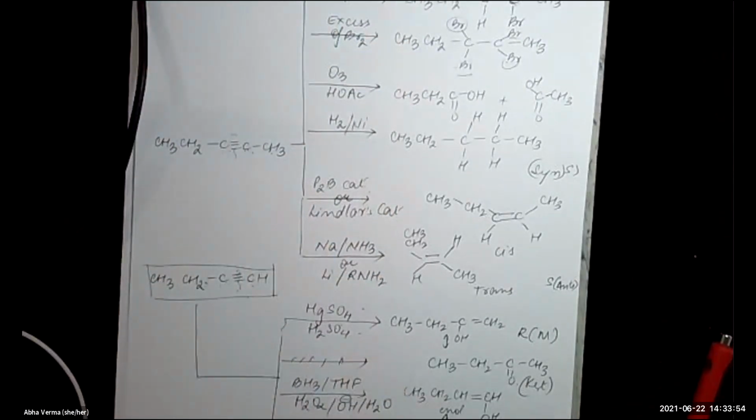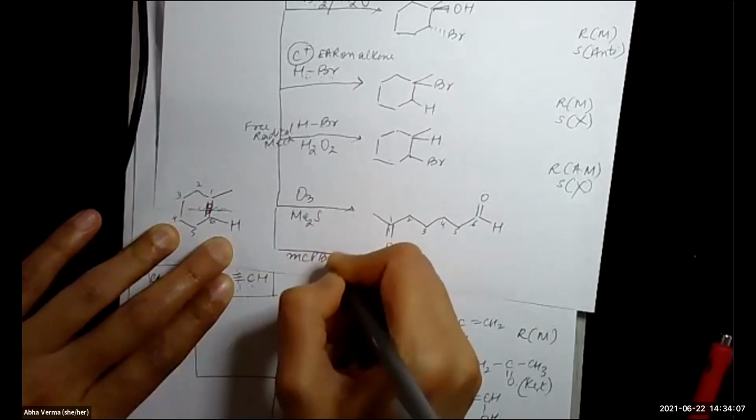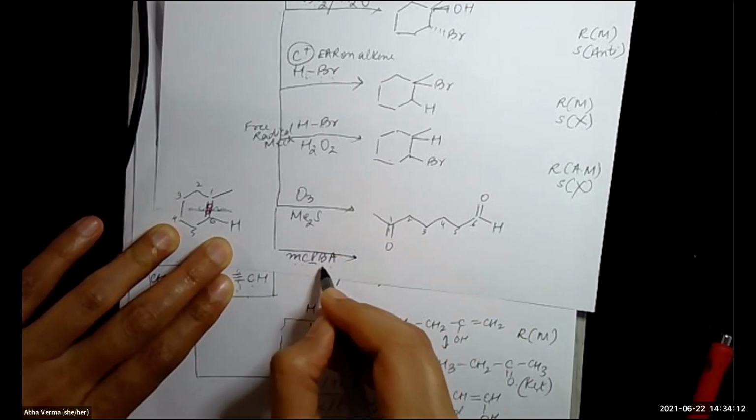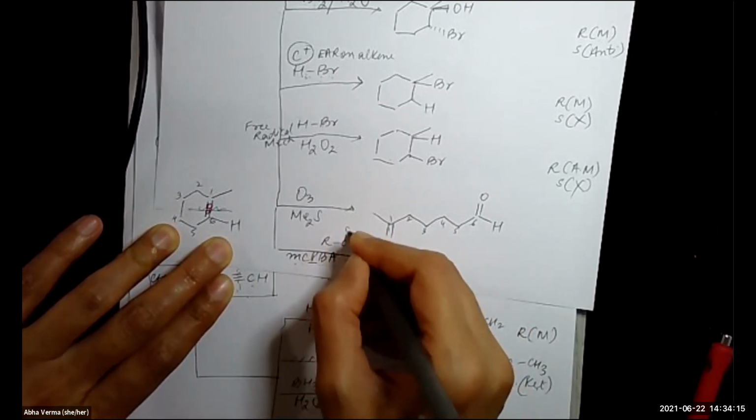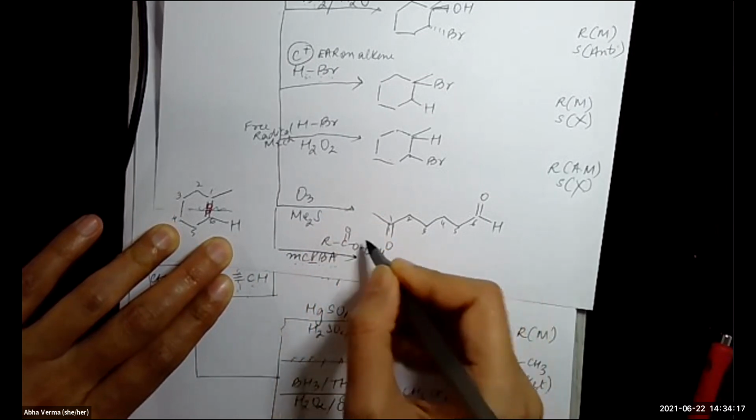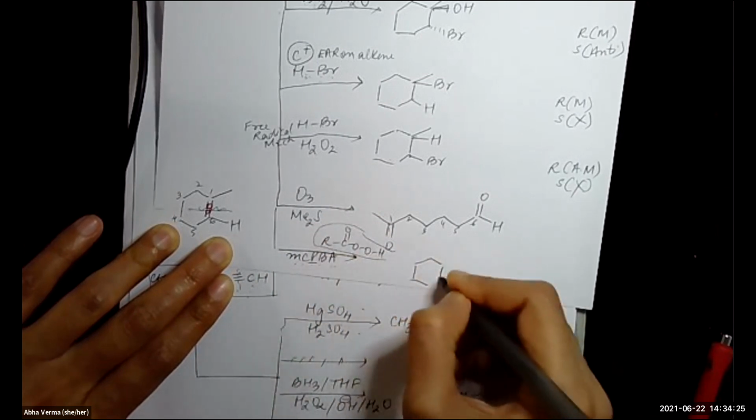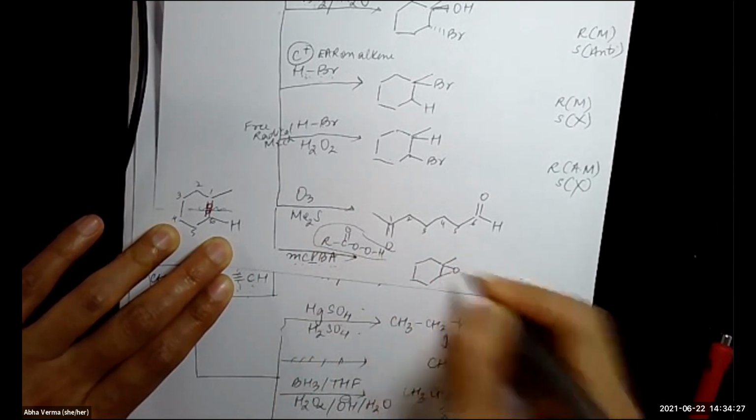There are other special reactions that I should have also given you with your alkenes, especially the formation of epoxide. So MCPBA, metachloroperoxybenzoic acid, peroxybenzoic acid, all of them have this particular structure. So what is it that you will see on your epoxide? This is what an epoxide looks like.